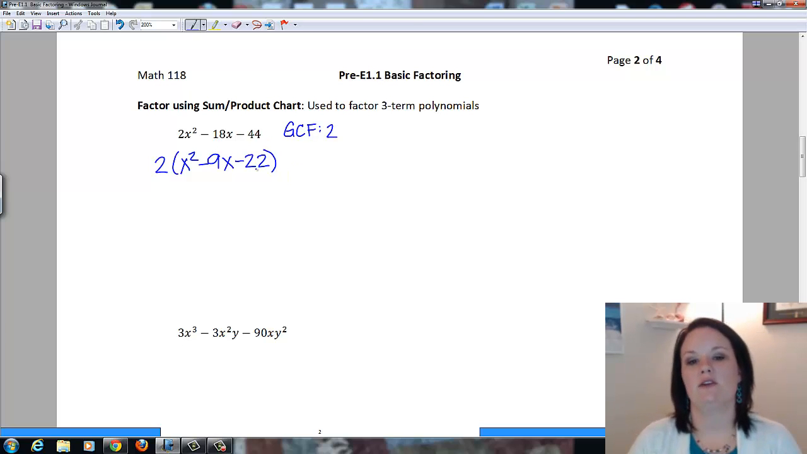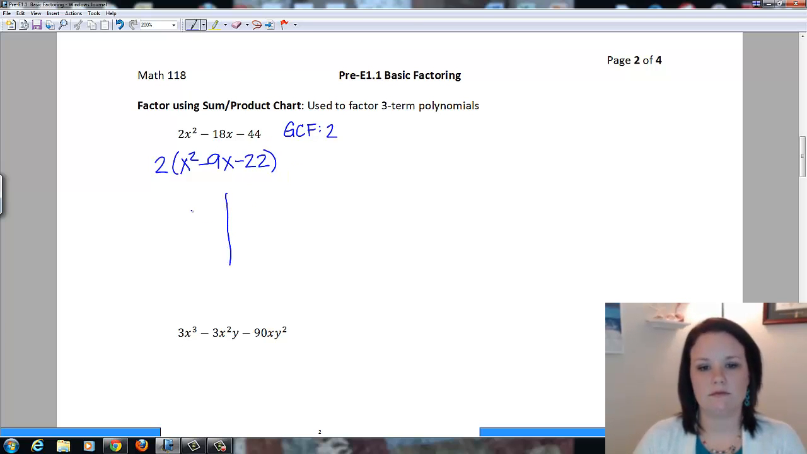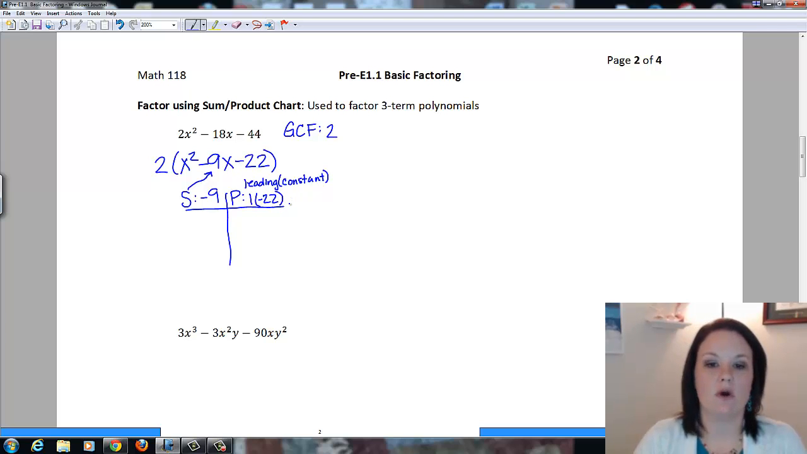Now to use the sum product chart, my sum is always my middle coefficient. So here my sum is negative 9. My product is always my leading coefficient times my constant term. So I'm going to say leading times constant. Here my leading coefficient is a 1 because there's no number in front of the x squared. So 1 times my constant term, which here is negative 22. So 1 times negative 22 is negative 22.